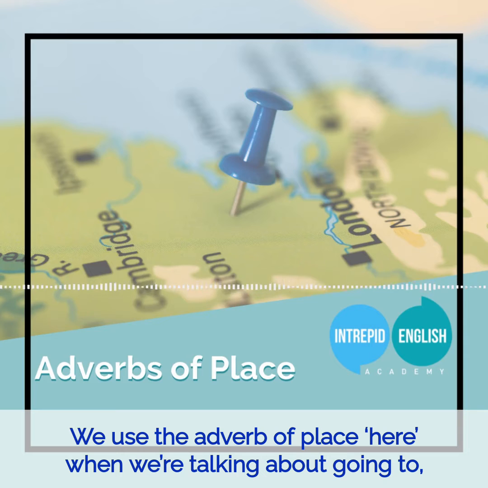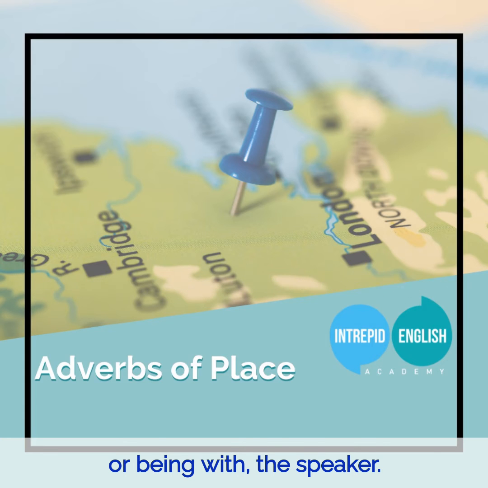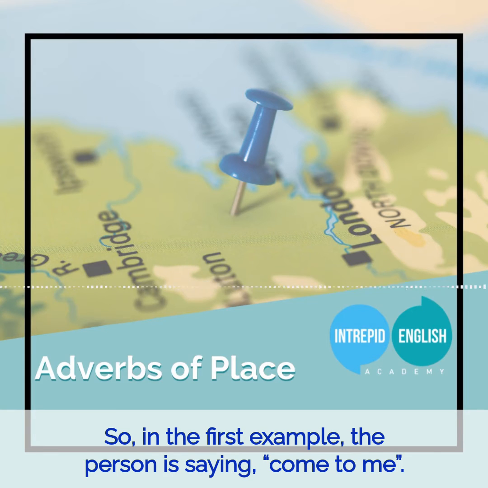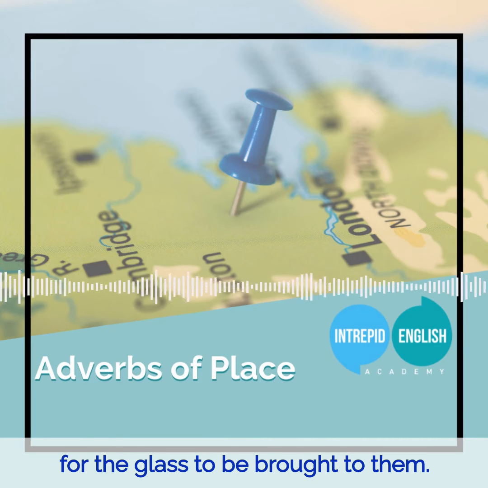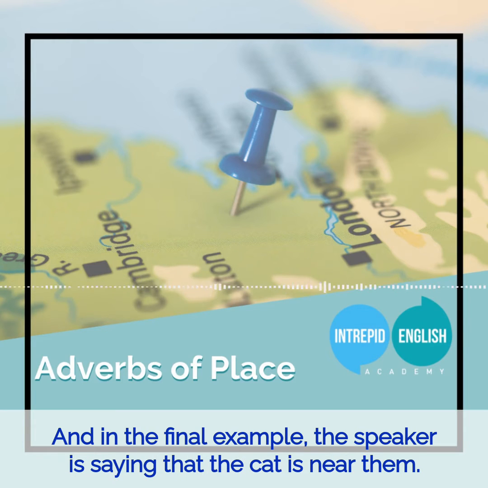We use the adverb of place here when we're talking about going to or being with the speaker. So in the first example, the person is saying, come to me. In the second sentence, the speaker is asking for the glass to be brought to them. And in the final example, the speaker is saying that the cat is near them.